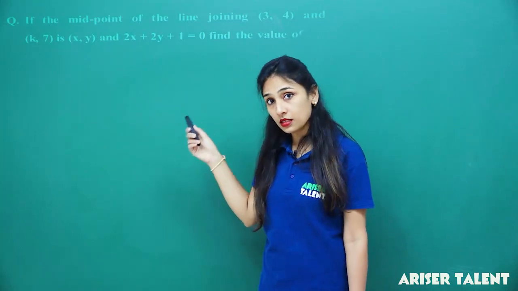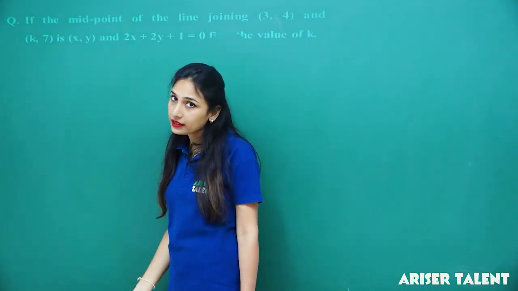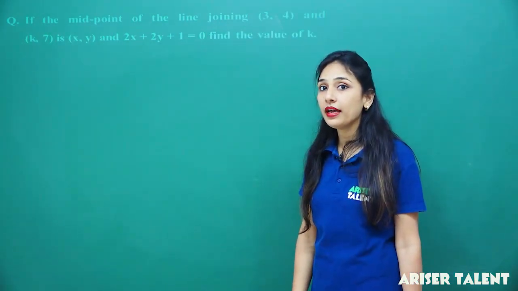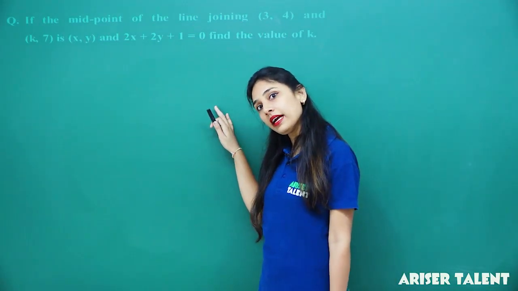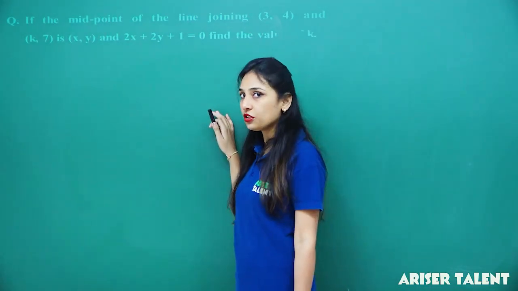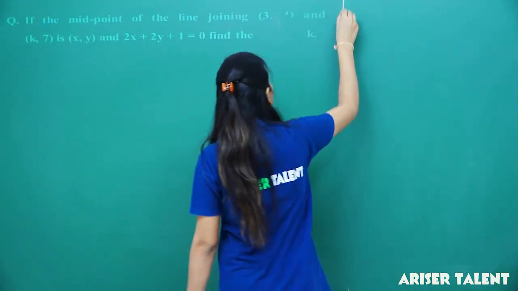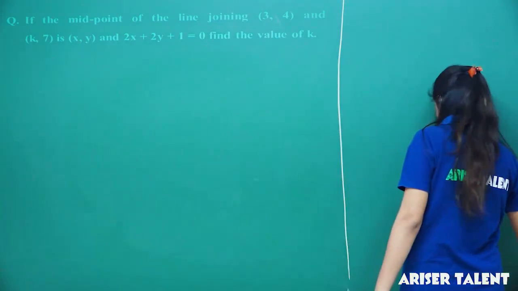So from this information, you will have an equation in terms of x and y, and you already have an equation in terms of x and y. So you will have equations and you will get the values of x and y, right? So we will proceed with that. Okay. Now we will understand it by a diagram.